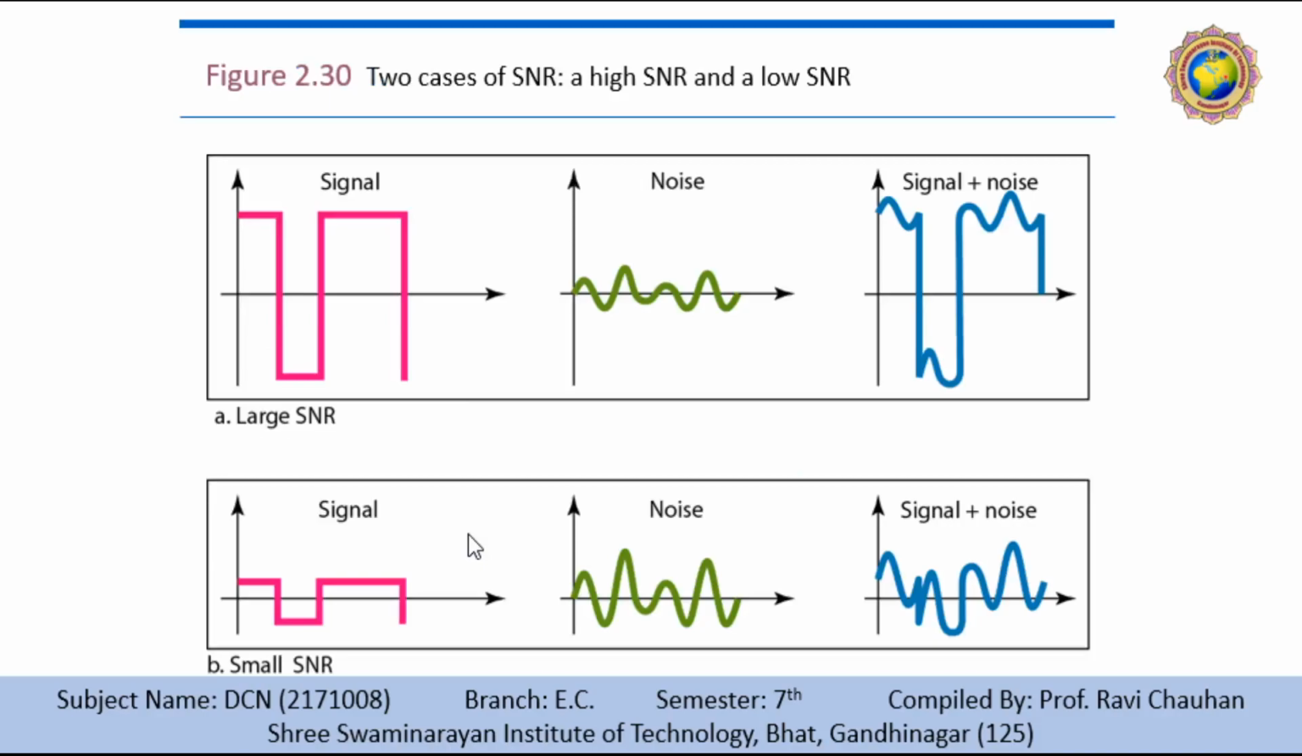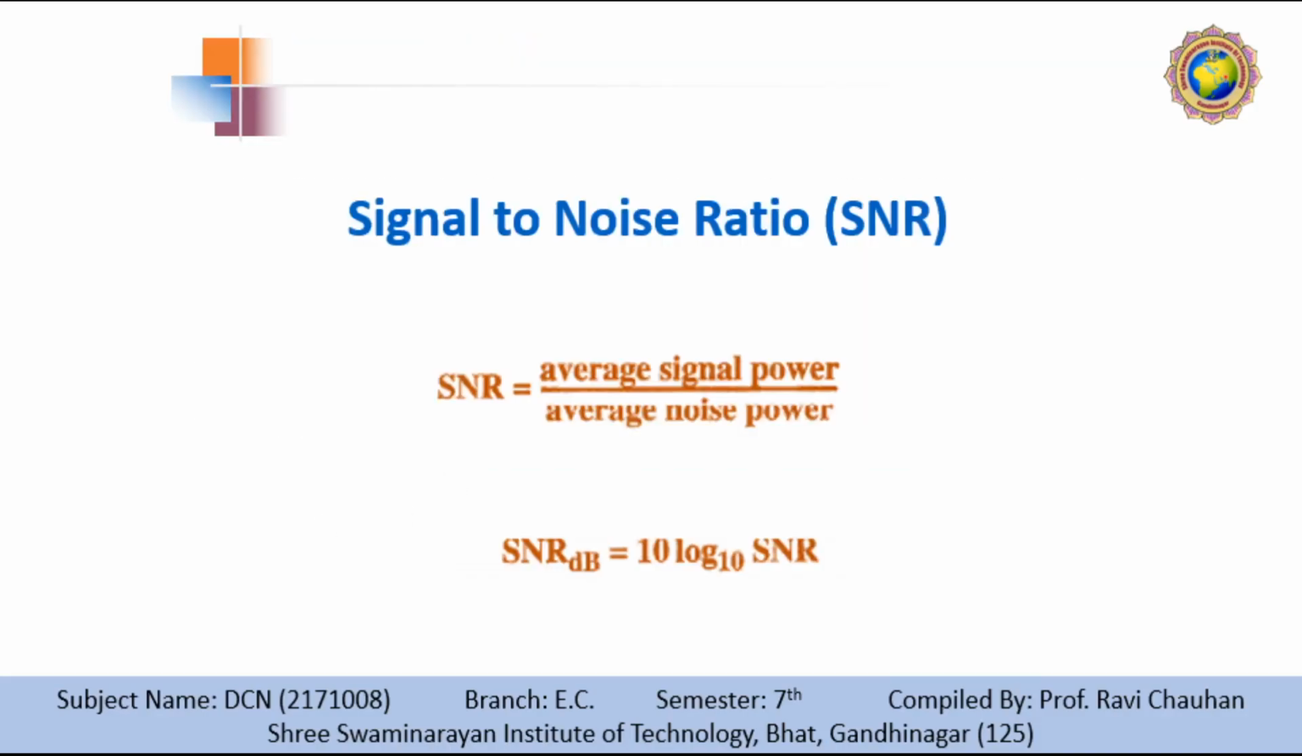Our figure shows the idea of SNR. It shows a large SNR, then signal plus noise, a low SNR. So in the low SNR, the signal is very different from our transmitted signal. SNR is actually the ratio of what is wanted to what is not wanted. A high SNR means the signal is less corrupted by the noise, and a low SNR means the signal is more corrupted by noise.